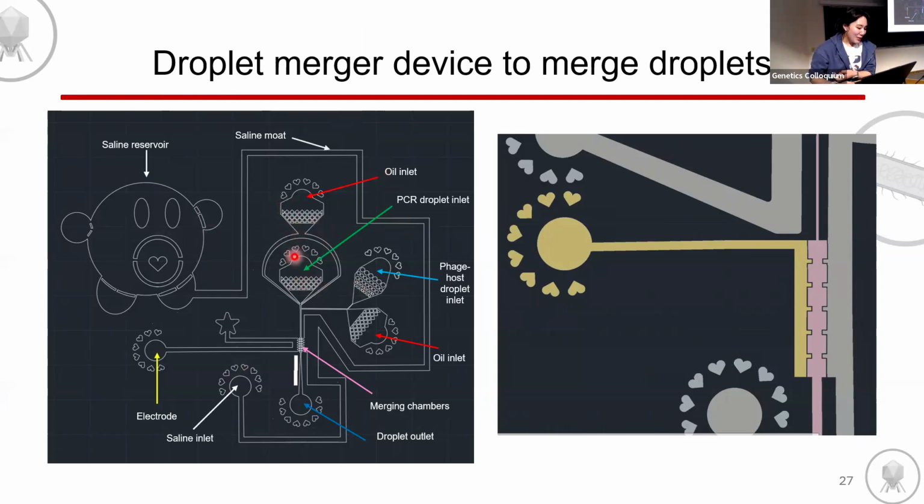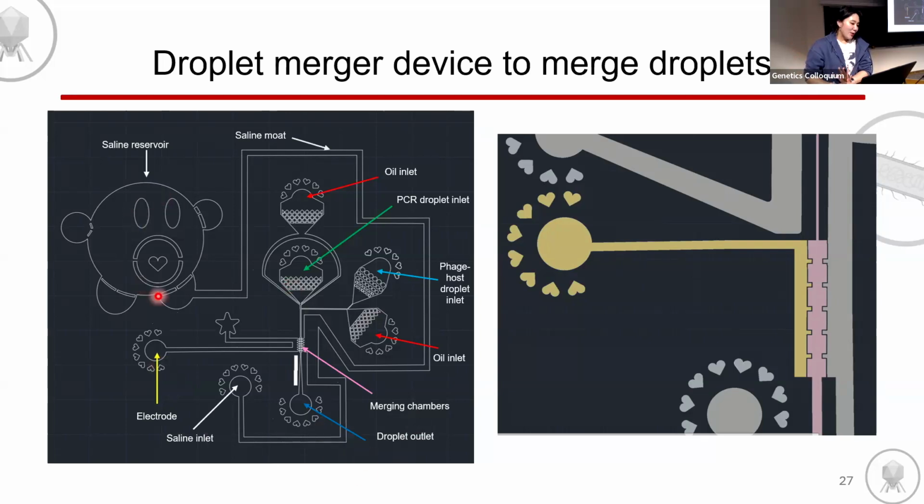Right here, I have our Stanley droplet makers. This is where I'm going to inject the PCR droplets, and here is where I'm going to inject the phage-host interaction droplets, and they'll come together in this merging chamber right here, where electrode or voltage will be applied so that the surfaces of these 2 droplets will destabilize, and as they move away from the electrode, they'll merge back together. And then I'll be able to collect them here.